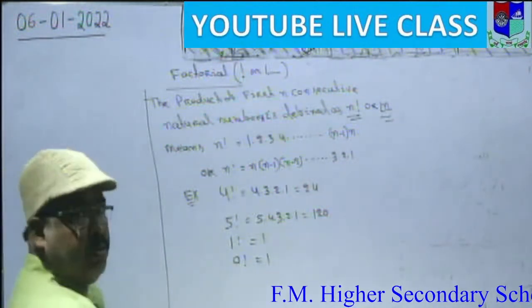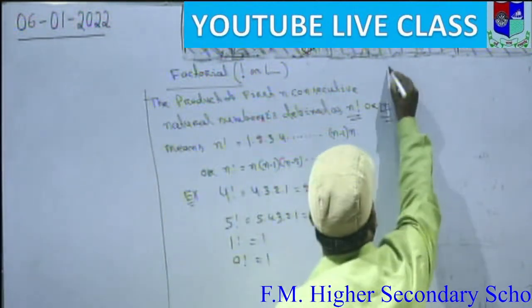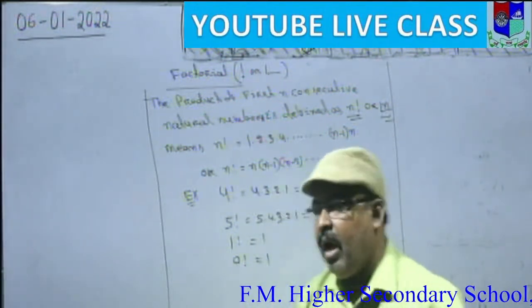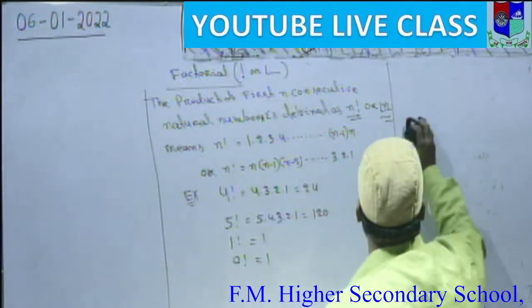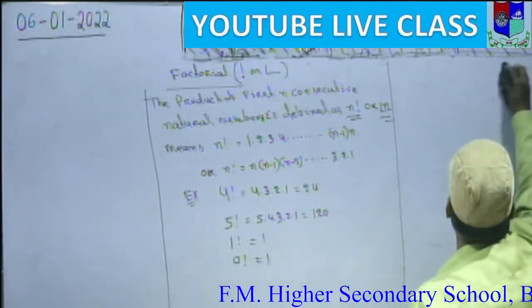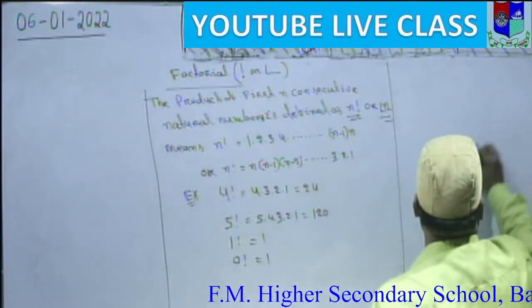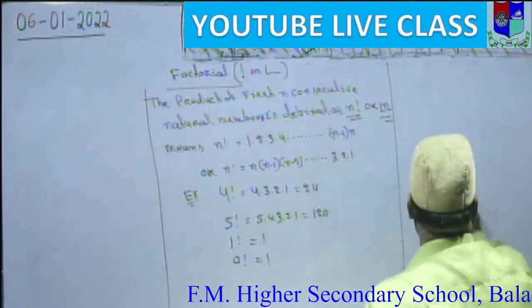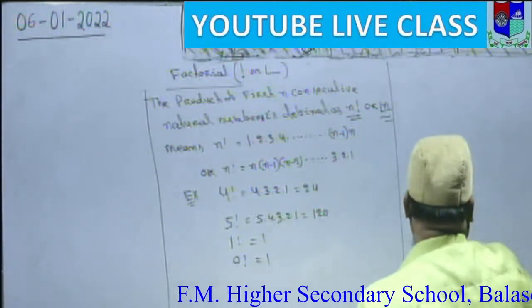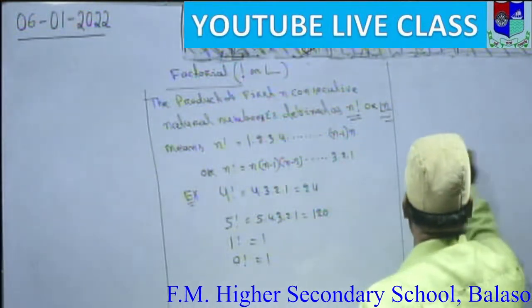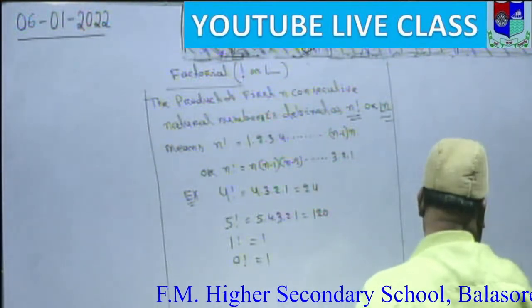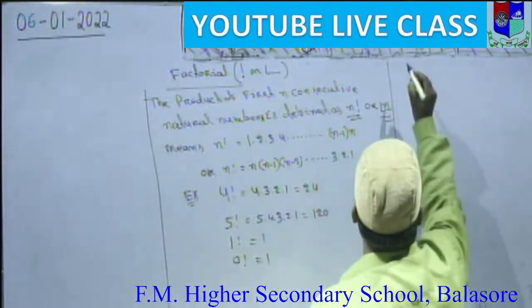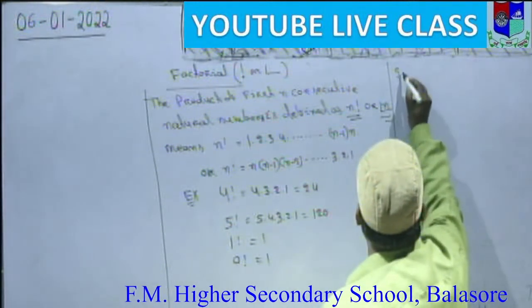So now one can write this factorial in reducing form. How can we reduce this factorial? What is that reduced form? Suppose one may write 7 factorial.